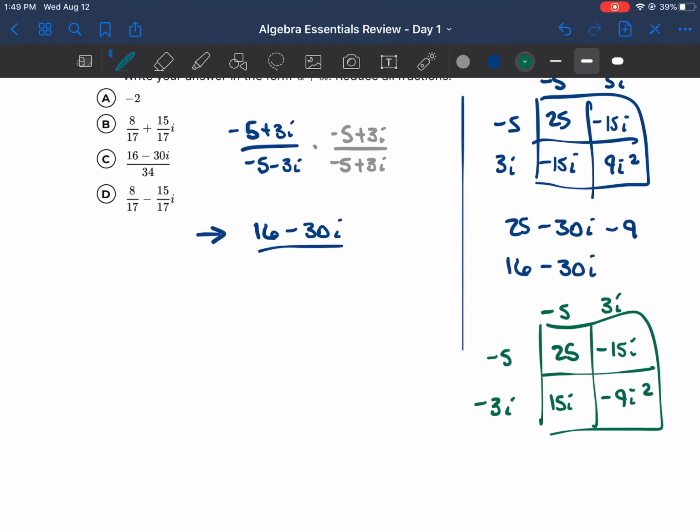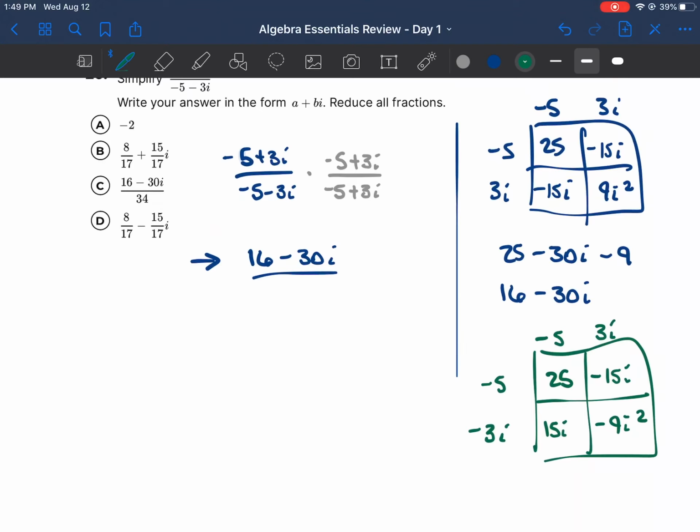So when we try to simplify this now, well, we're still going to get 25. But this time, notice that the negative 15i and the 15i cancel each other. And the negative 9i squared, well, again, i squared is negative 1. Negative 9 times negative 1 is going to be positive 9. And then 25 plus 9, that's simply 34. All right? So the denominator turns into 34.